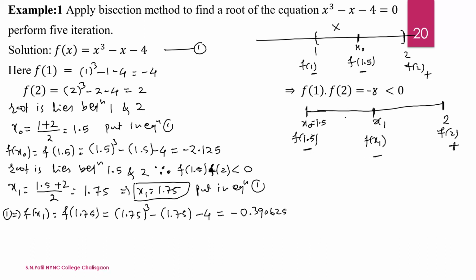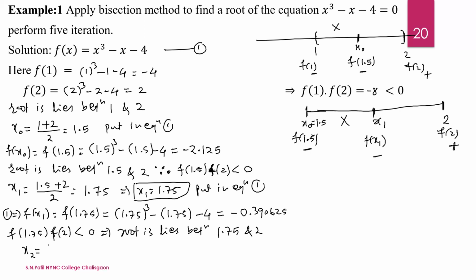So here the same sign, the root does not lie between x0 and x1, and here the opposite sign. We get the opposite sign, that is f of 1.75 into f of 2. Its product is negative. It means the root lies between x1 and 2. x1 is 1.75 and 2. Now bisect, that is the next iteration.